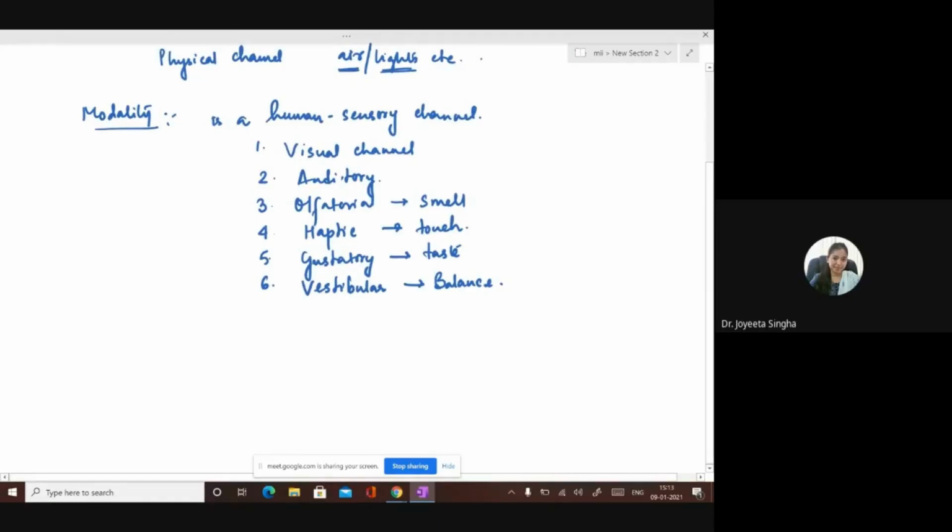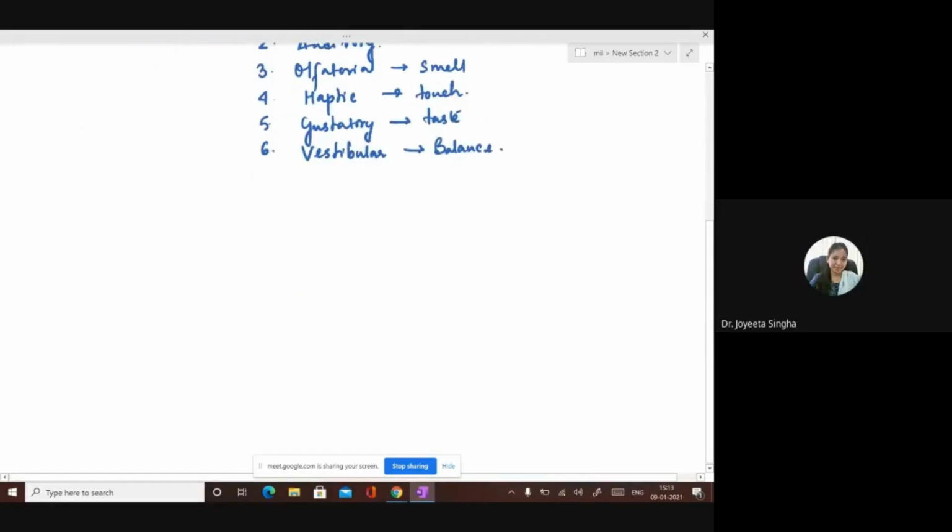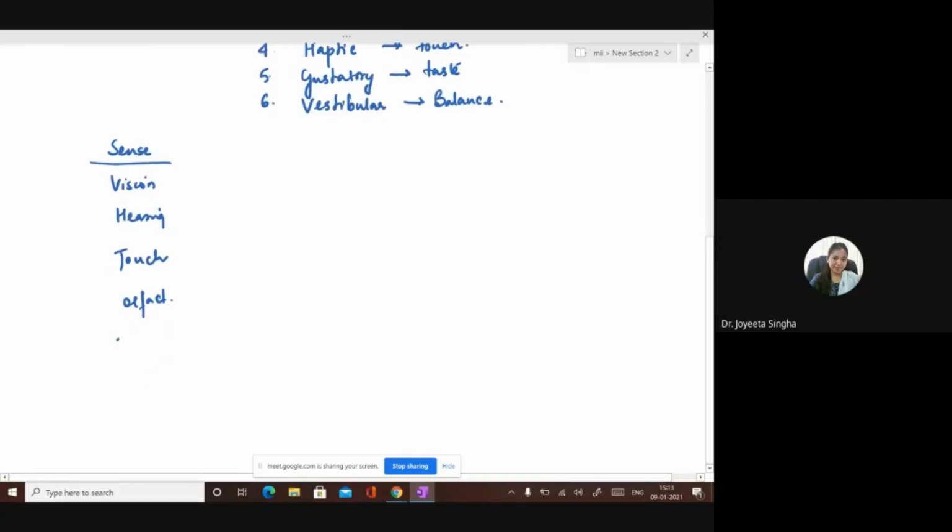We have also seen various human senses. Let me draw a table. So you have different senses, say vision, hearing, touch, olfaction, then taste, and then your balance. So I'm writing it over here.